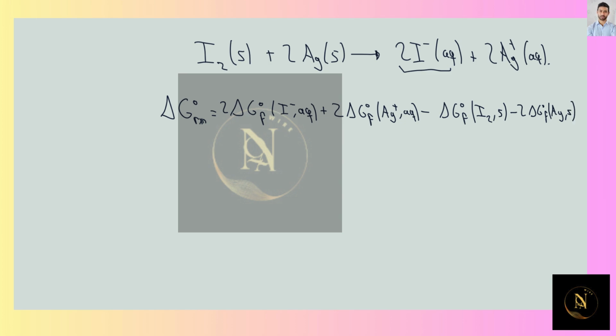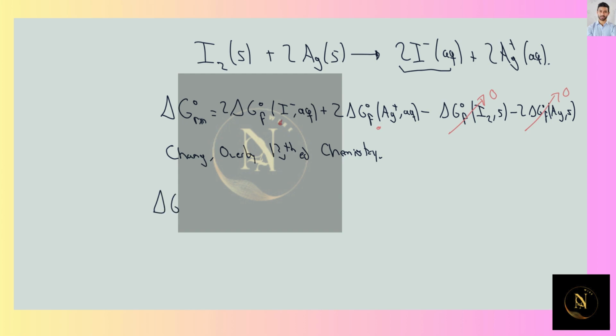The values I'm going to employ for the energies of formation are from the Chang and Overby 13th edition chemistry book. Actually, the only values we're going to take are these two in red. Why is that? Because iodine as a solid is a substance in its standard state, so its standard free energy of formation is equal to 0. Same thing goes for silver as a solid in its standard state.